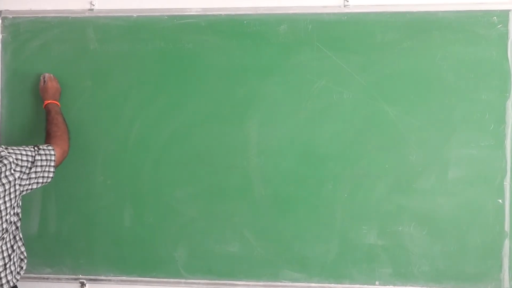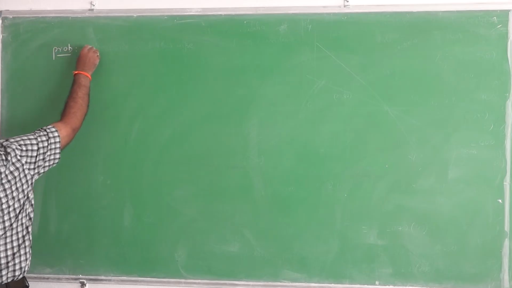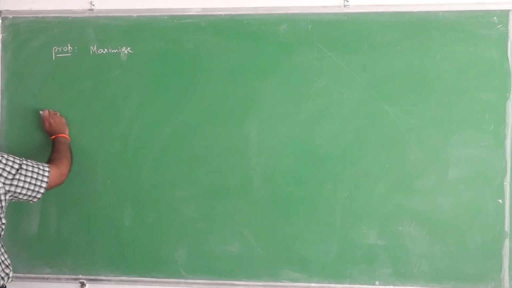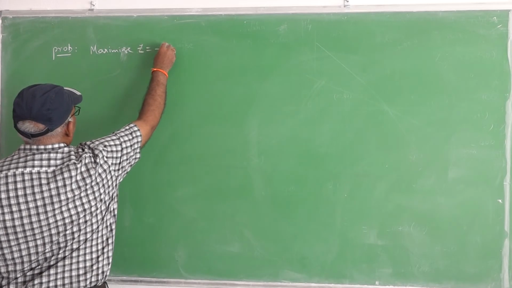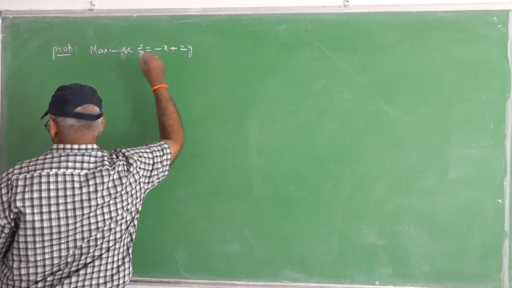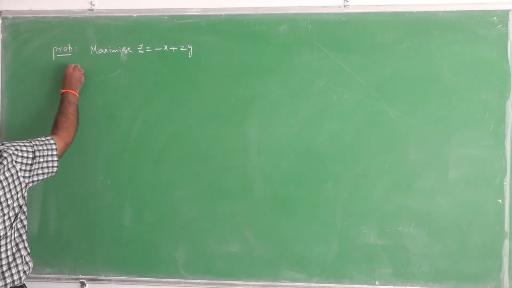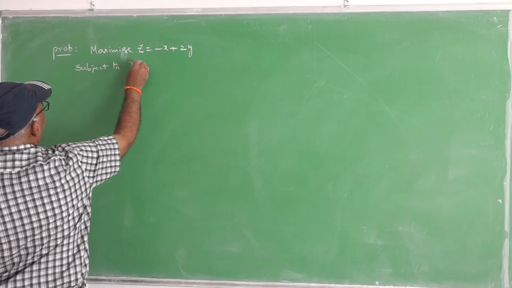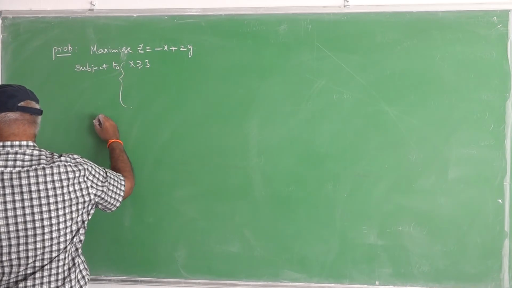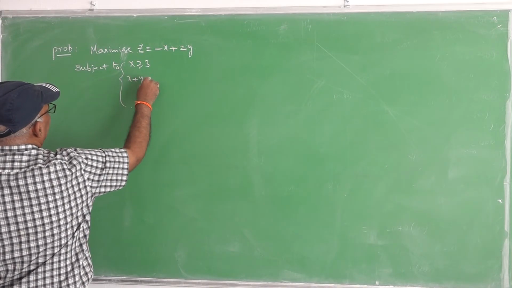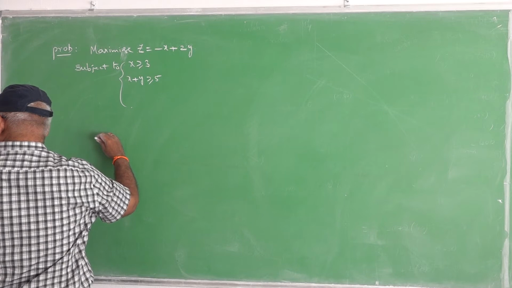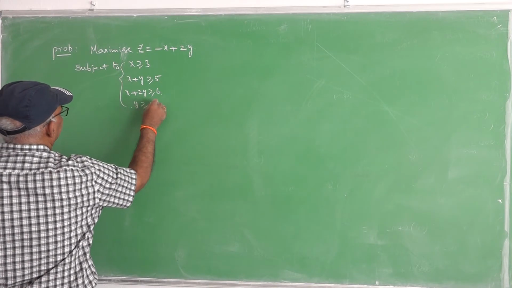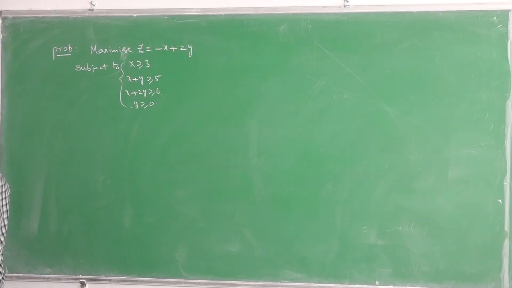Problem number 9. Maximize z equal to minus x plus 2y subject to the constraints x greater than or equal to 3, x plus y greater than or equal to 5, x plus 2y greater than or equal to 6, and y greater than or equal to 0.